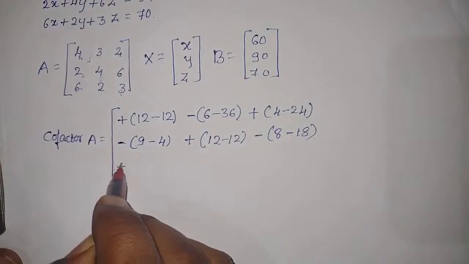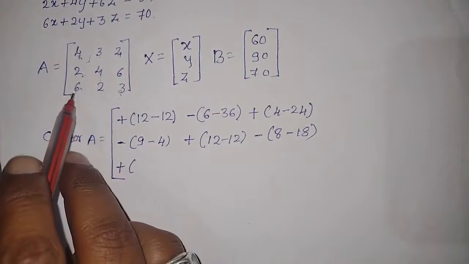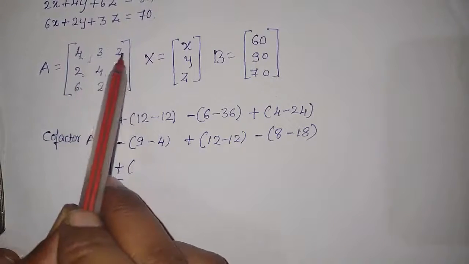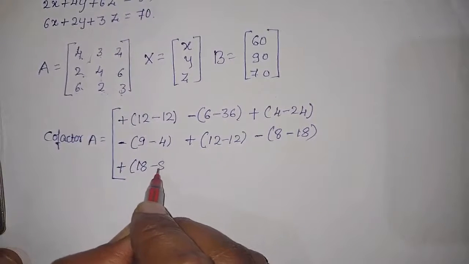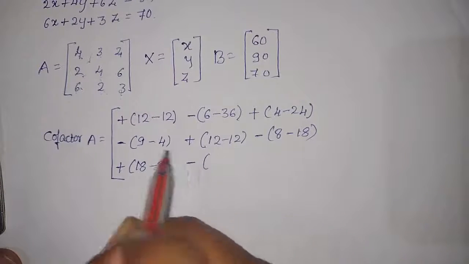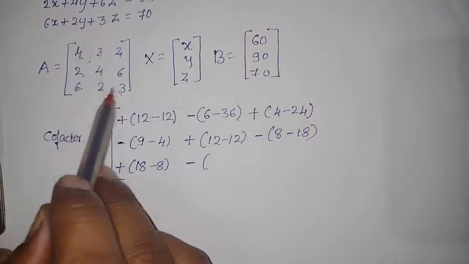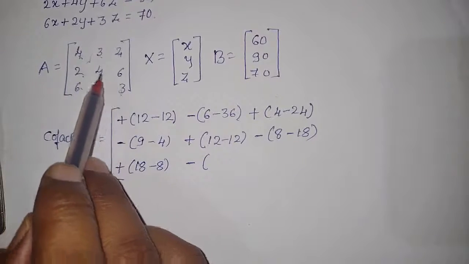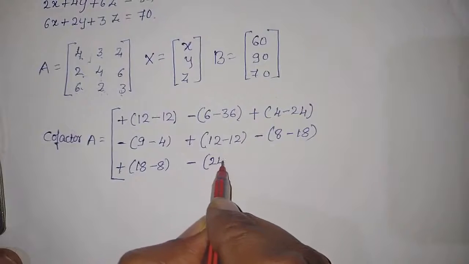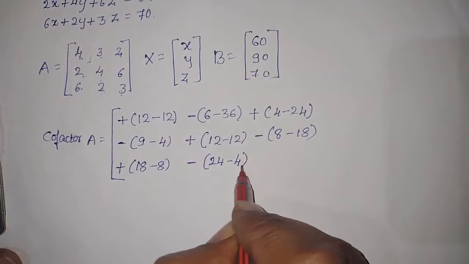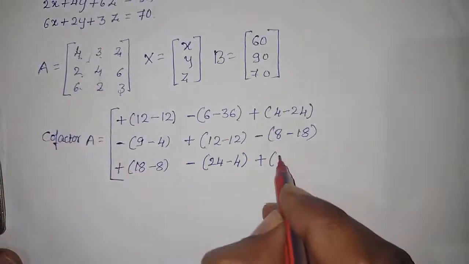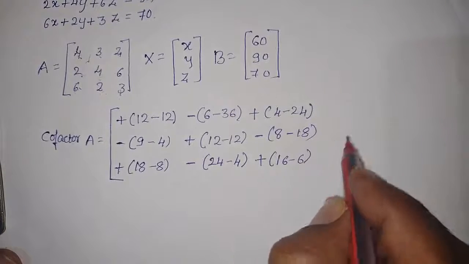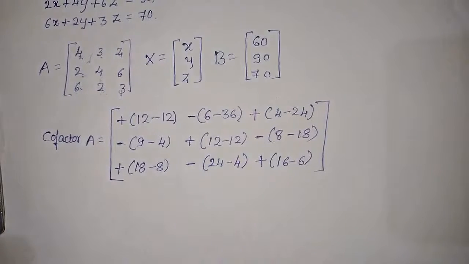Next the sign is plus, the third row. The third row's first element is 6. Corresponding row and column cancelled, we get 3, 2, 4, 6. 3 sixes are 18 minus 4 twos are 8. Next sign minus: corresponding row and column cancelled, 4, 2, 2, 6. 4 sixes are 24 minus 2 twos are 4. Next plus, the last element: row and column cancelled, 4 fours are 16 minus 6. So this is called the cofactor of A. Like this we find the cofactor of A.